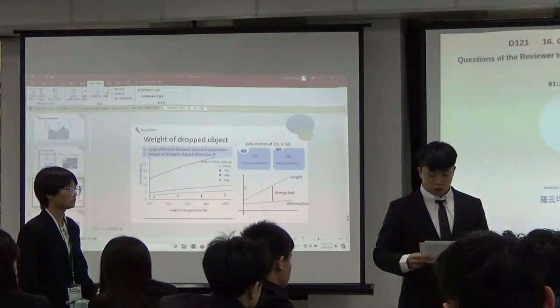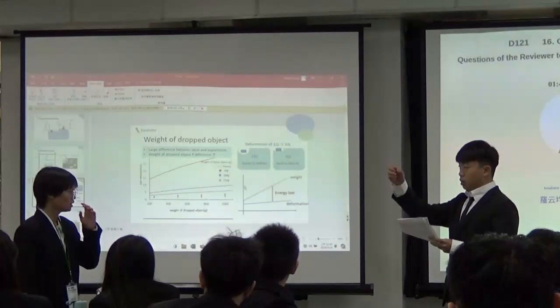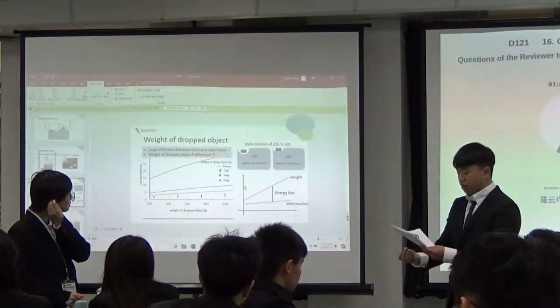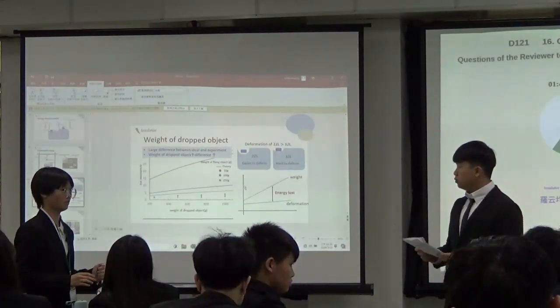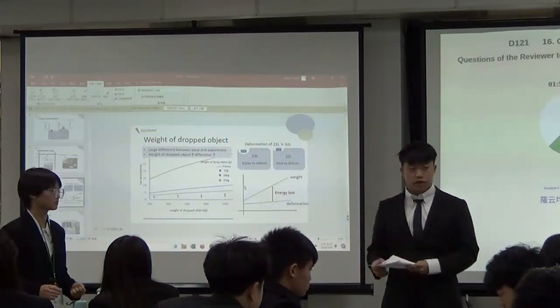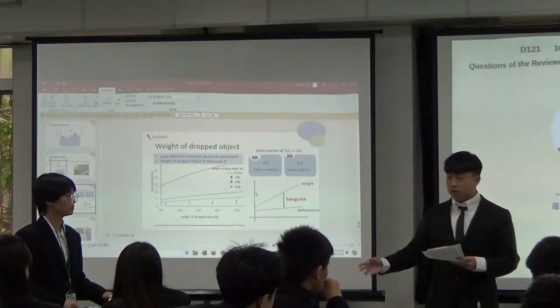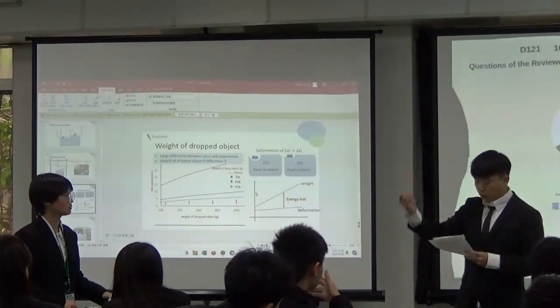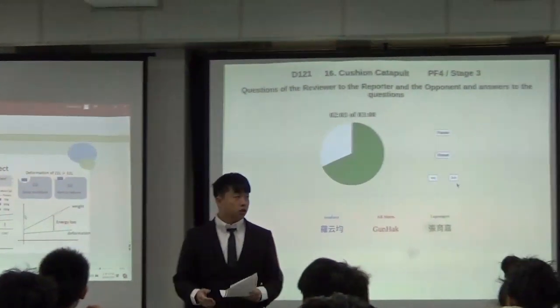Okay. So what affects the contact time between when you drop it and then the contact time with the cushion? I think maybe because of the volume of the cushion or the weight of the object. Okay. So what do you think that the weight of the falling object will change the contact time? Yes. What do you think?